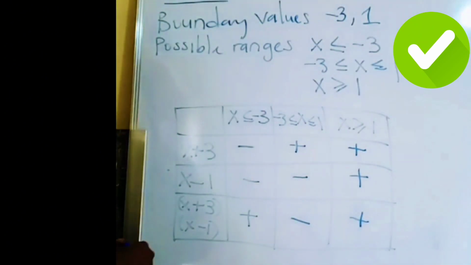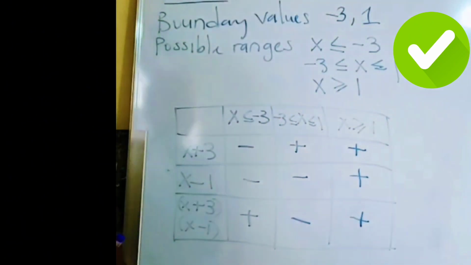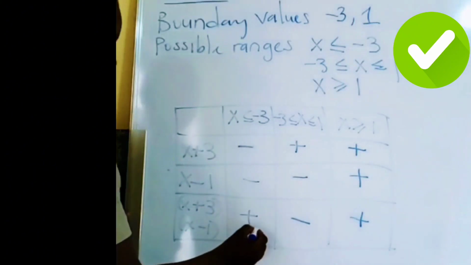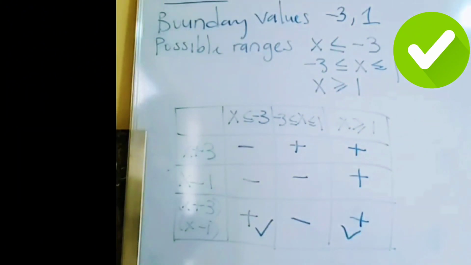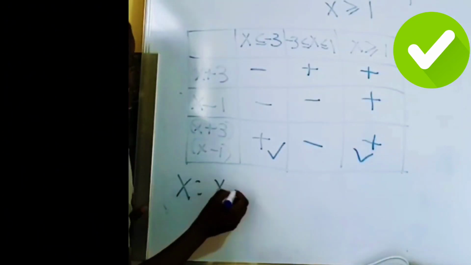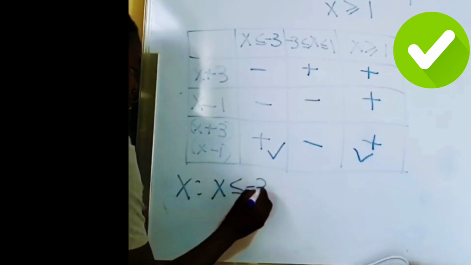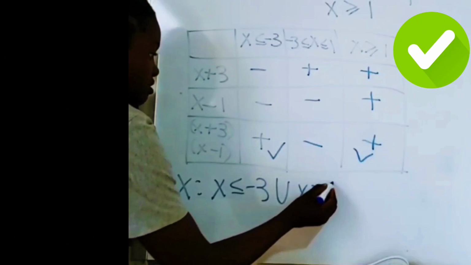So which range satisfies this inequality? Greater than or equal to 0. So we are picking the positive ranges, this and this. So the range of values that will satisfy the inequality is x such that x is less than or equal to negative 3 and x is greater than or equal to 1.